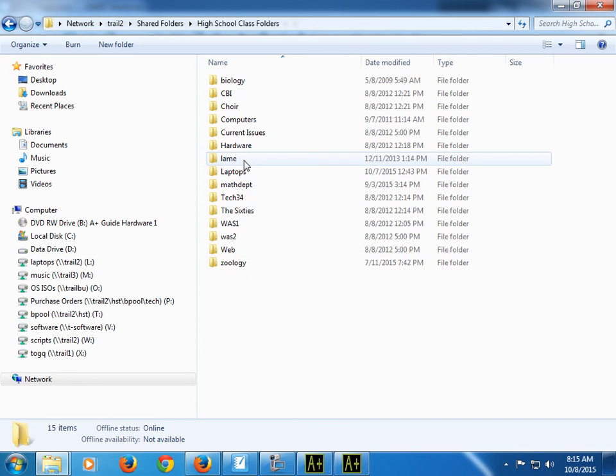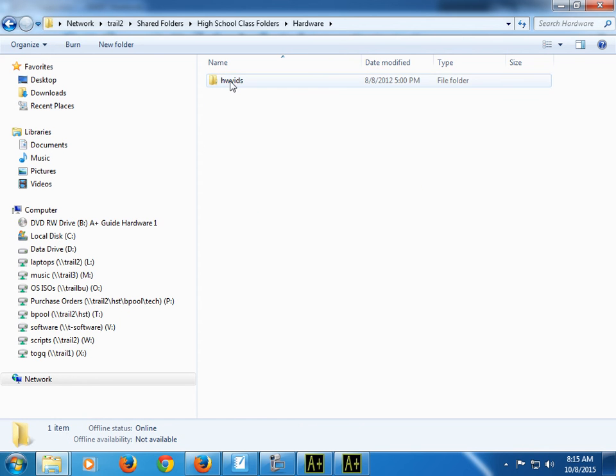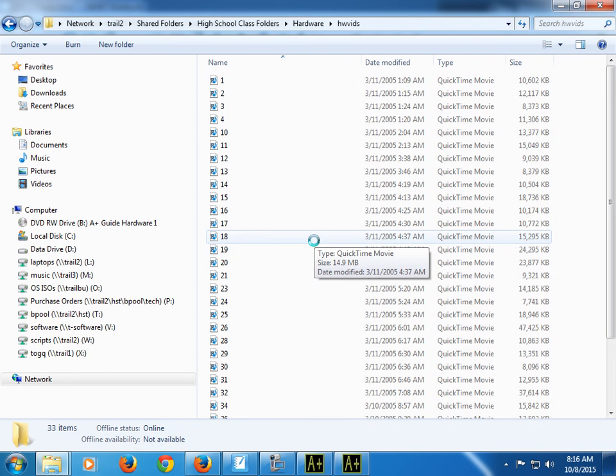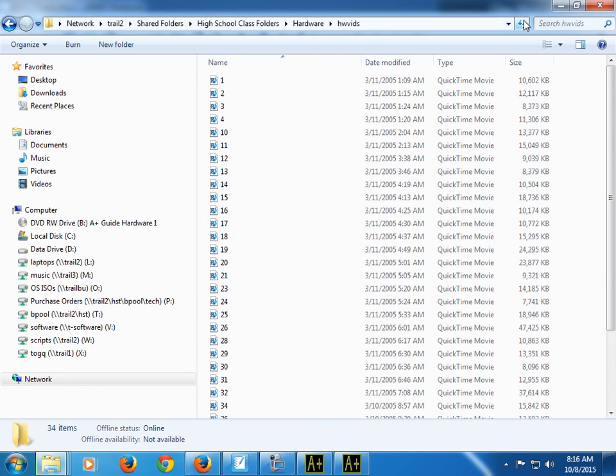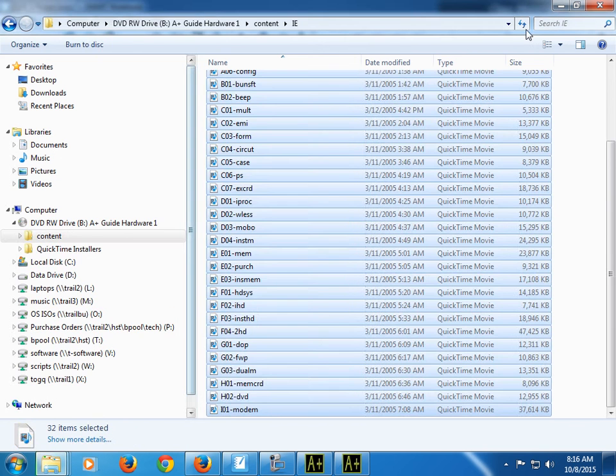Alright, school, class folders, hardware bids. I'm going to move them all right there. And they'll be in the right place. And they'll be named. Okay.